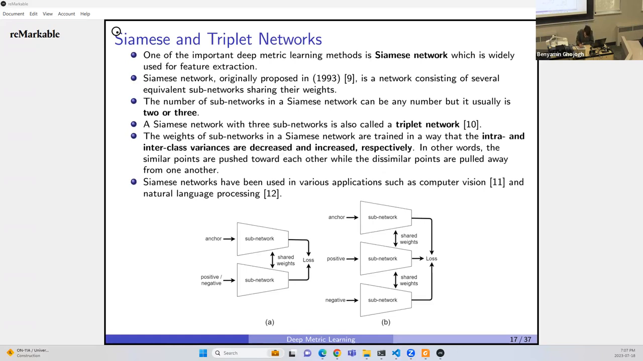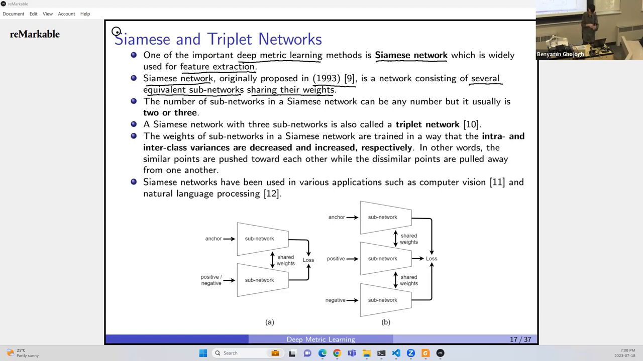One of the important deep metric learning methods, as I said, is Siamese network, which is widely used for feature extraction and deep metric learning or deep embedding learning. Siamese network was originally proposed in 1993, reference 9, right? And what is that? It's a network consisting of several equivalent subnetworks sharing their weights. You can see it as two networks or three networks which share their weights. What do I mean? It seems that you have two identical networks or three identical networks. When we say they share their weights, it means that their weights are equal to each other, okay? Or you can copy the weights from one of them to the other one.